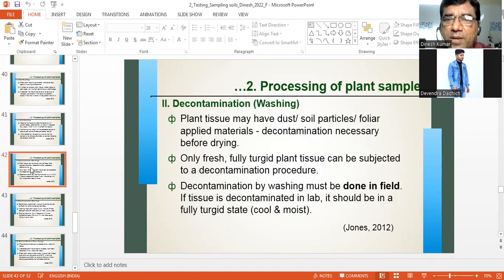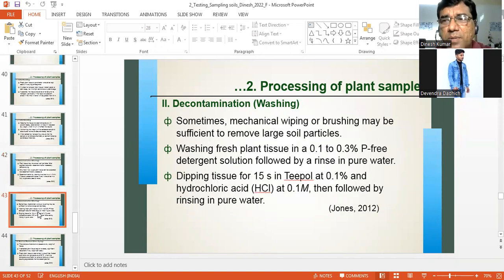Decontamination, washing is very, very important. Cleaning is important. Plant tissue may have dust, soil particles, or foliar materials. They are required to be decontaminated. Only fresh, fully turgid plant tissue can be subjected to a decontamination procedure. Decontamination can be done by washing with double distilled water, or sometimes deionized water can be used.